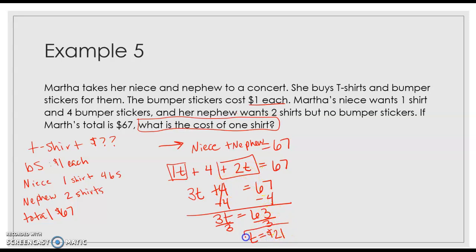And she's getting off with a good fair deal because I went to the Imagine Dragons concert and spent more than $21 for a t-shirt. So anyway, just kind of keep that in mind.